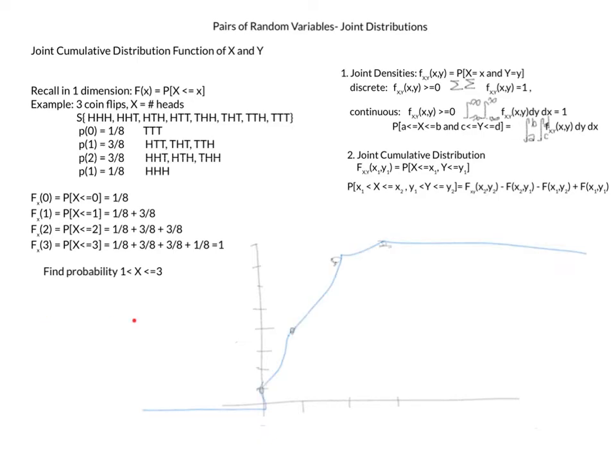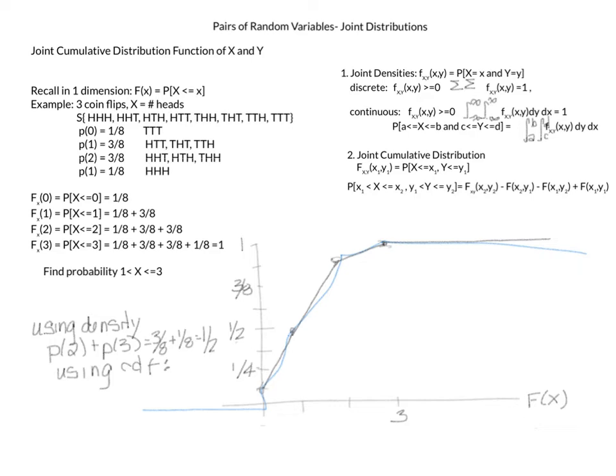Now we can look at the problem, find the probability x is greater than 1 and less than or equal to 3 using the CDF. So we can certainly use the density function, which is just the probability x is equal to 2 or x is equal to 3, which is 3/8 plus 1/8, which is 1/2. But we want to try using the CDF. So if we look at the cumulative density at 2, that's equal to all the probability less than or equal to 2, including 2. And again, I'm just using my definition over here.